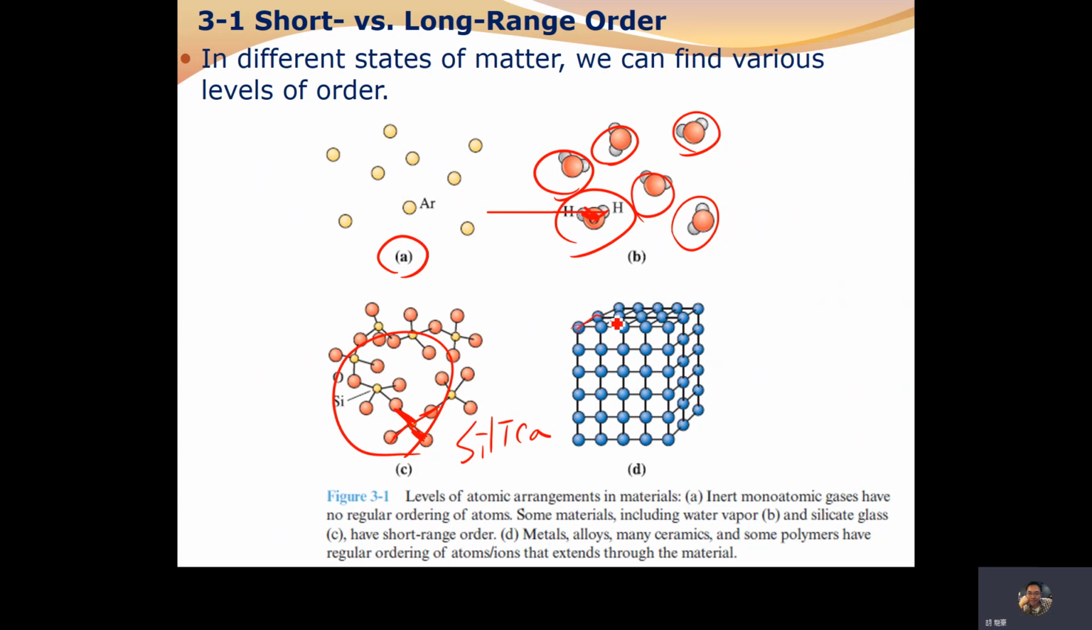Basically, the unit cell, which I will introduce later, is the smallest repeating unit that can be extended to form a 3D structure. It has a periodic fashion to form a 3D crystalline structure. Therefore, it is the long-range order structure. Metals, alloys, many ceramics, and some polymers have regular ordering of atoms or ions that extends through the material.